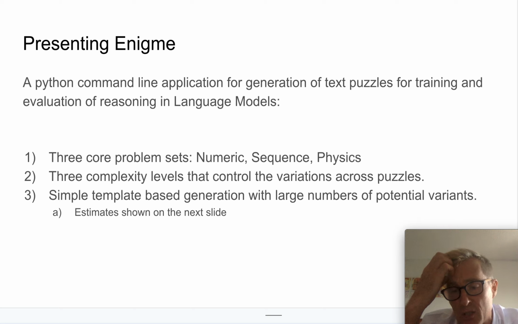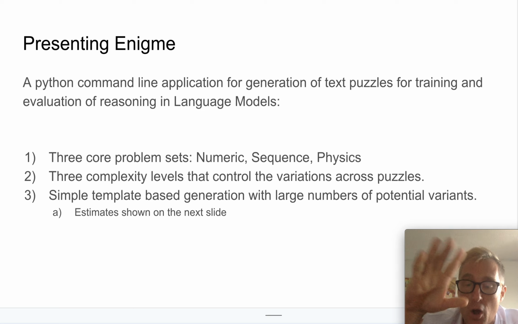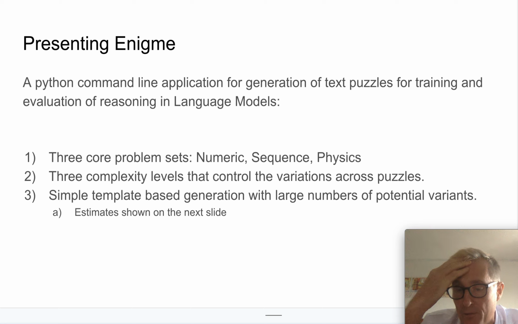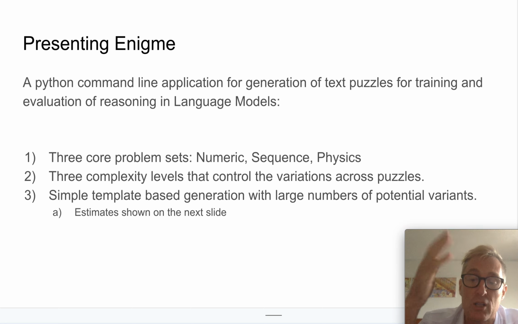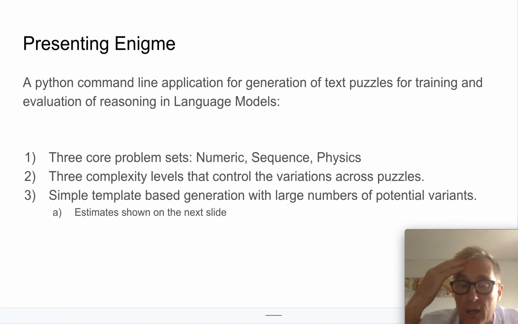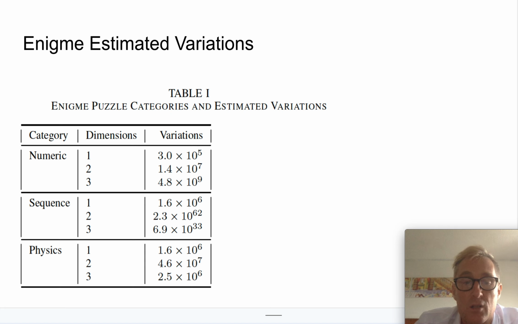It's a template-based generation mechanism, so by taking an overall template and then substituting components from a finite set of possible replacements, there's a permutations-based approach to generating a high number of variations. On the next slide, what we're showing is the current estimate of the number of variations that the library should produce.